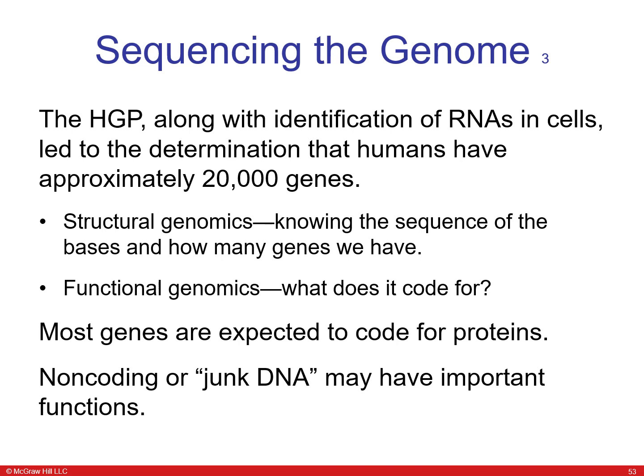So when we sequence the human genome, there is structural genomics, knowing the sequence of the bases and how many genes we have. And there's also functional genomics: what does it actually code for? And we also found out that non-coding DNA, what they used to call junk DNA, may have important functions that we just realized.